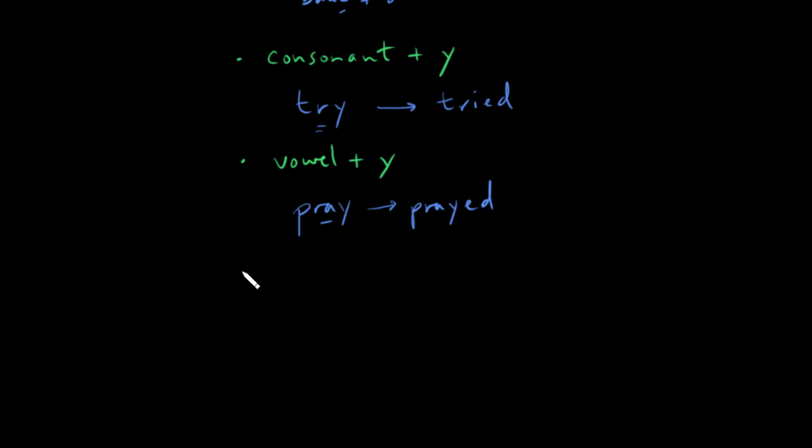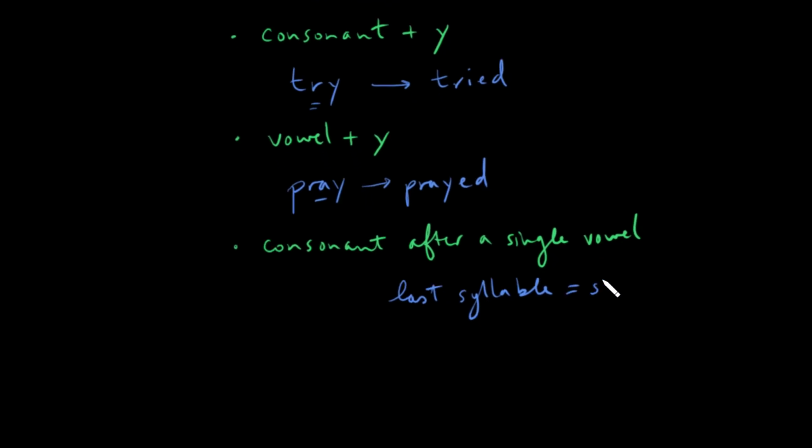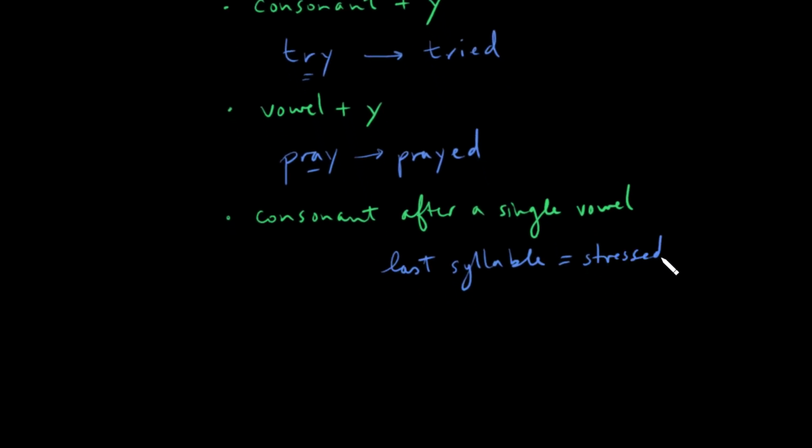Okay, the next ones have to do with consonants. So if we end our verb with a consonant after a single vowel, then there are a couple of situations that can take place. Okay, so the first one is if the last syllable is stressed. And sometimes it's much easier just to see what this looks like in practice. Okay, so the last syllable stressed.